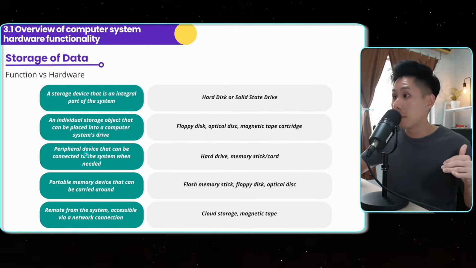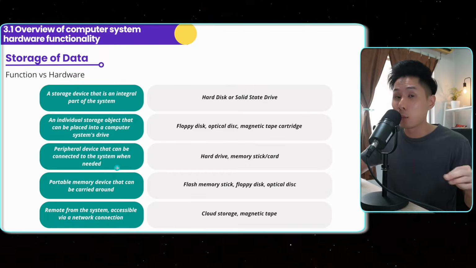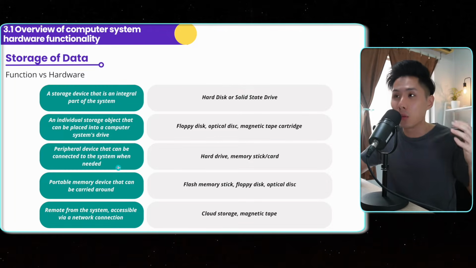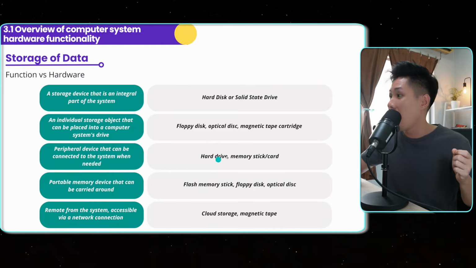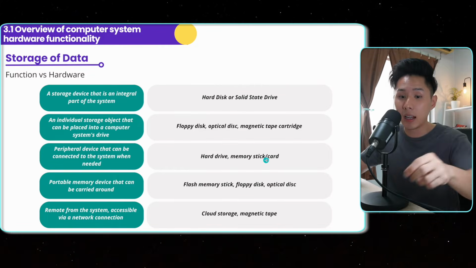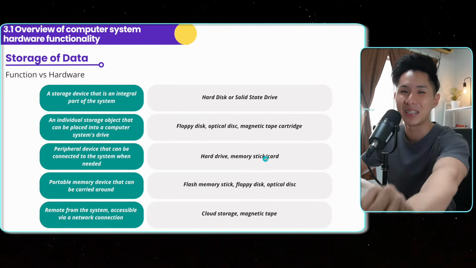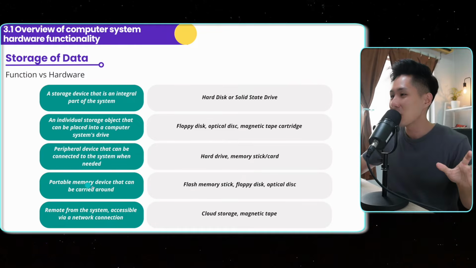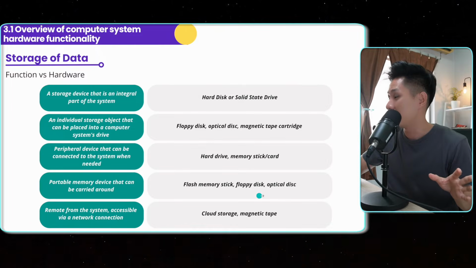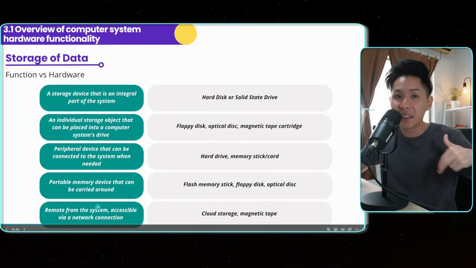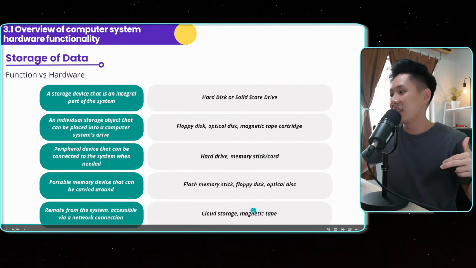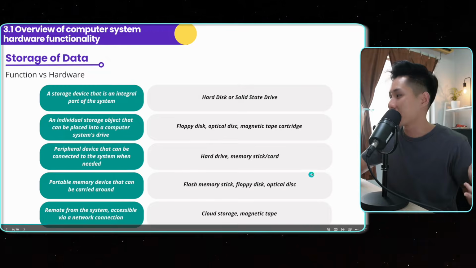And the third one, a peripheral device that can be connected to the system when needed, which means that you don't want a component that is always connected. Then you can use a hard drive or memory stick, a pen drive like this. Oh, I have it on my table. And a portable memory device that can be carried around would be, again, optical disk or flash drive. And if you want your storage to be removed from the system, which means not in the location where you are now, you can use cloud storage and magnetic tape.